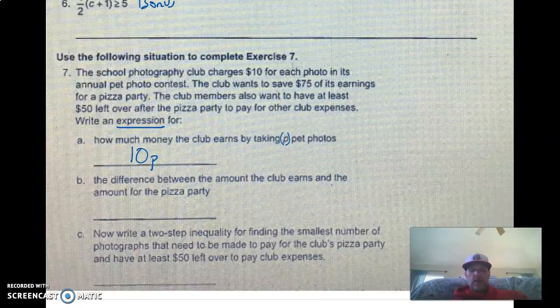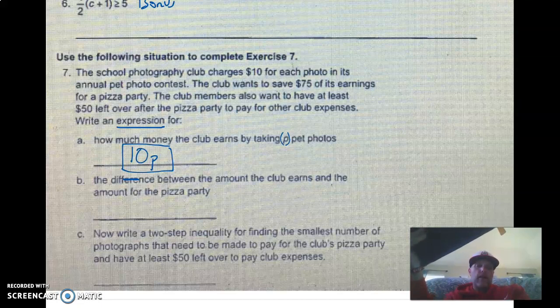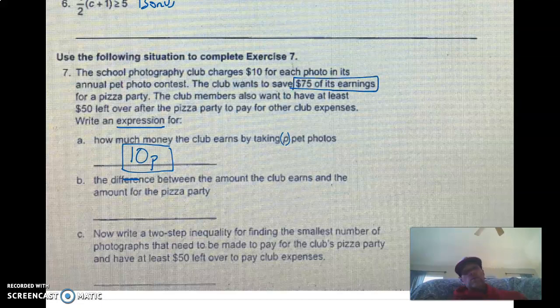B, the difference between the amount the club earns and the amount of the pizza party. So we already know how much the club earns, which is that right there, and it's asking you for the difference, which is a subtraction sign, between the amount the club earns and the amount of the pizza party. $75 was its pizza party. So what's the difference in how much they earn and how much the pizza party was? I can tell you this, it's going to have this in it right here. And the difference of that and the pizza party.